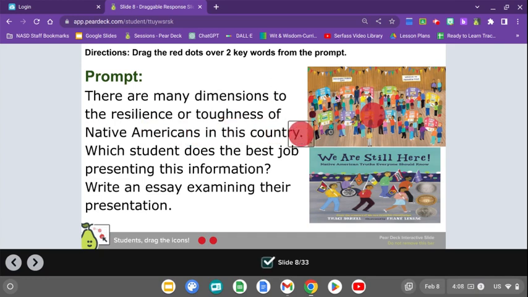Excellent. The next one, please grab this next red dot, goes with which student does the best job presenting this information? Write an essay examining their presentation. Well, I'd like you to find the next most important word in those second pair of sentences. Excellent. Proceed, please, to slide 9.